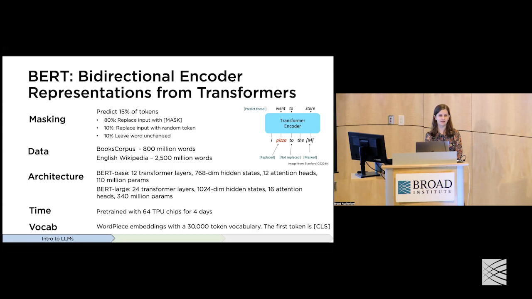And then one other thing I want to mention is the vocab. So BERT has a 30,000 token vocabulary, and what is included in the vocabulary is a CLS token, which is put at the beginning of every sentence when you input into BERT that allows you to just represent the entire sequence that you care about that it's input.